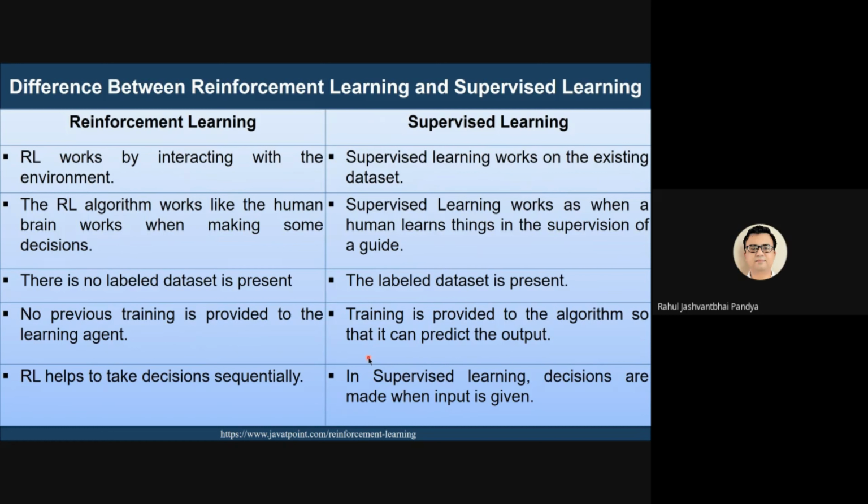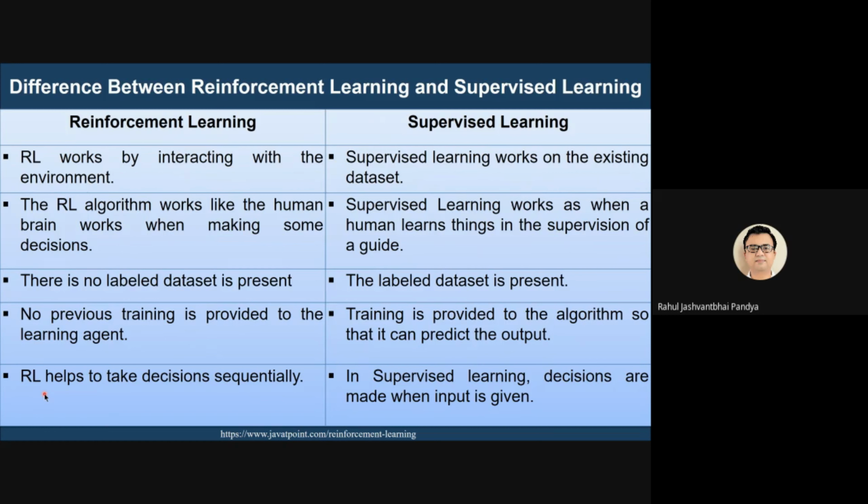Whereas here, training is provided to the algorithm so that it can predict the outcome, right? We provide the labeled data set, and then we train the model on those labels, and then using that training, when new data comes in, by mapping those features or training patterns, it will try to predict what's going to be the outcome.